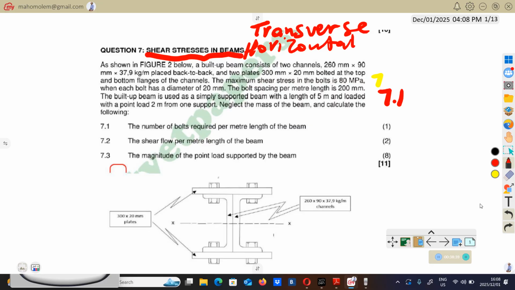Right. When each bolt has a diameter of 20 millimeter, the bolt spacing per meter length is 200 millimeter. Remember I said that the spacing is what is the pitch. You can call the pitch the spacing. Now, the built-up beam is used as a simply supported beam. We will check that later. Neglect the mass of the beam.